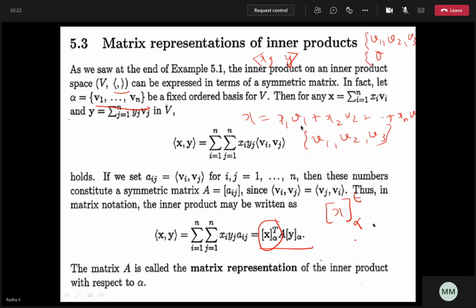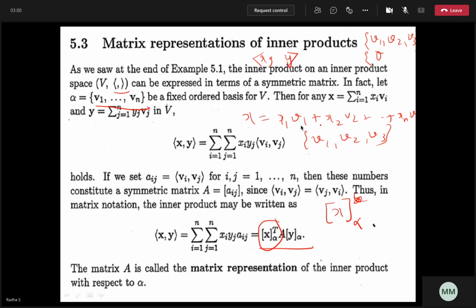First of all, tell me what is x with respect to alpha. What does this denote actually? This notation actually represents something. What is that? Is it alpha vector space? No, I'm sorry. That is called the coordinate vector of x with respect to alpha. What do you mean by coordinate vector of x with respect to alpha?